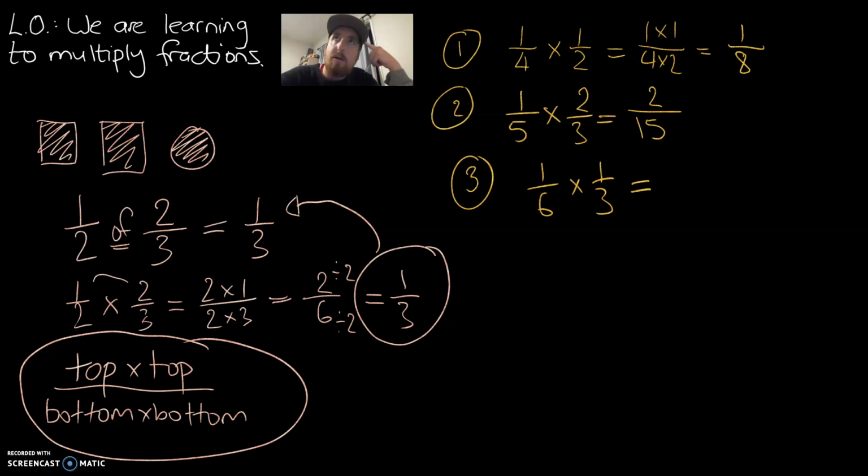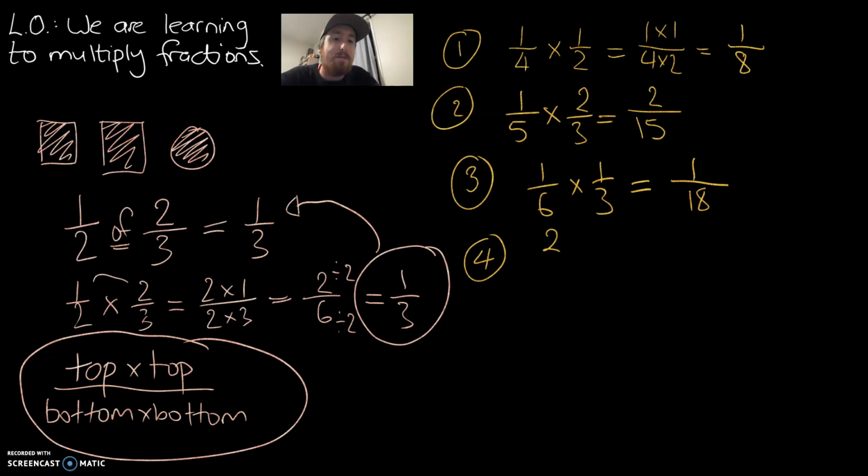Top times top, that's 1 times 1, which is 1, okay? Bottom times bottom, 3 times 6, well, that's 18. And that's our final answer, 1/18. Okay, I'm now going to add in some other questions. We're going to ramp up our difficulty.